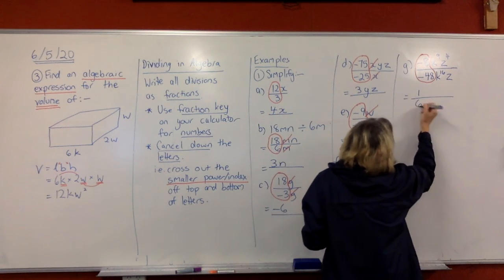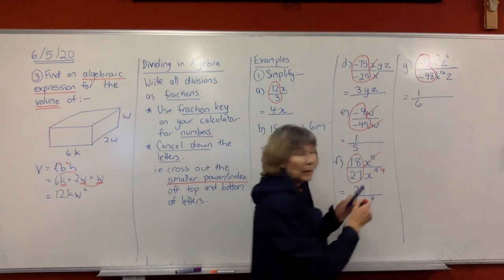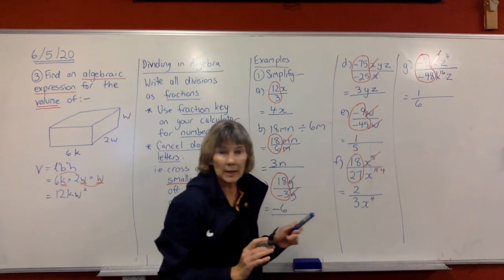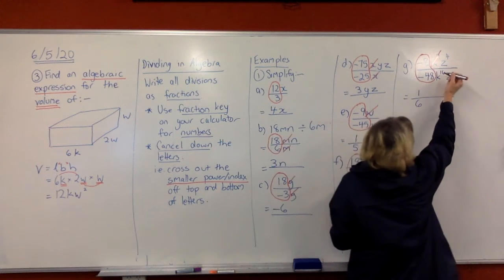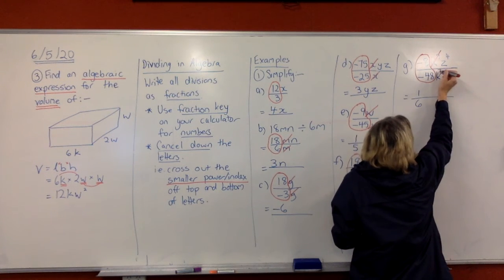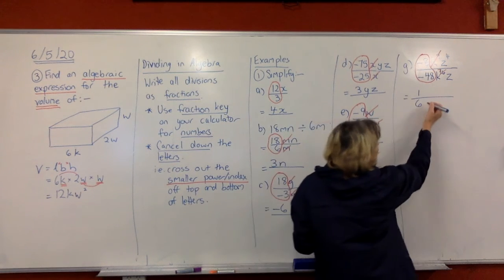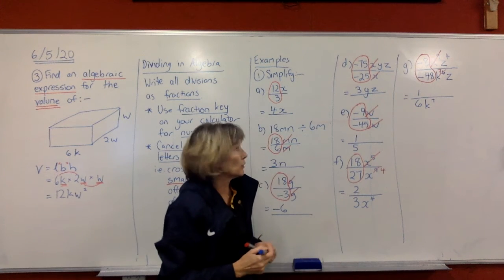Extend the bar. All right, now when we look at the k's, you're crossing out the smaller power. So 9 is smaller than 16, so k to the 9 is gone. You can only cross off 9 of them down here. So it will leave you with 7 of them. So with the k's, we're left with k to the power of 7 on the bottom of the fraction.